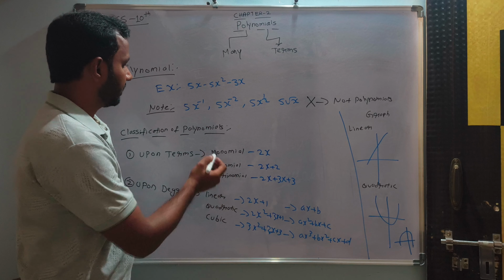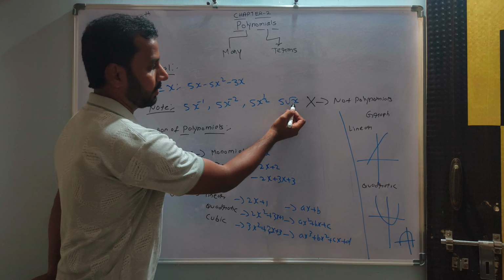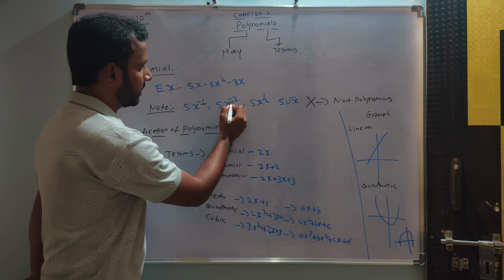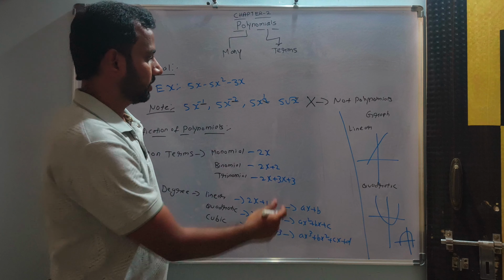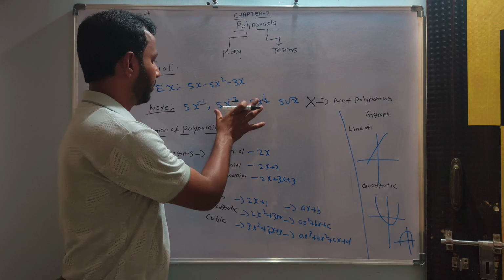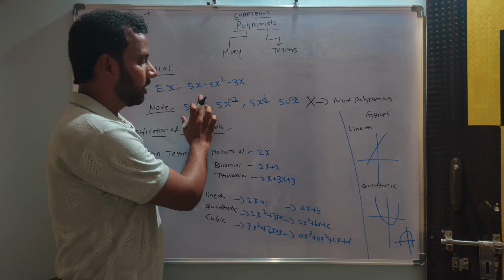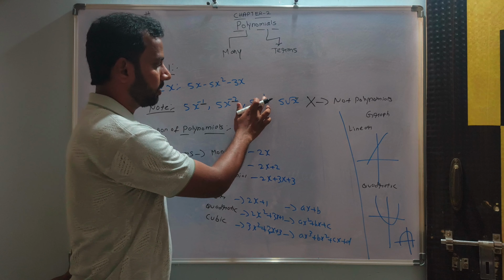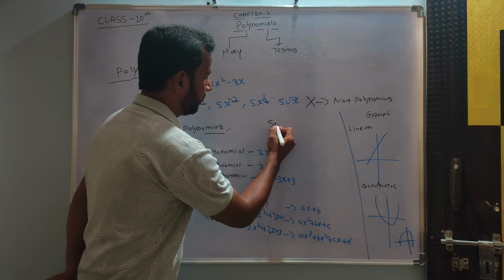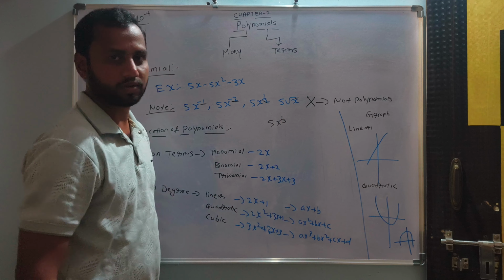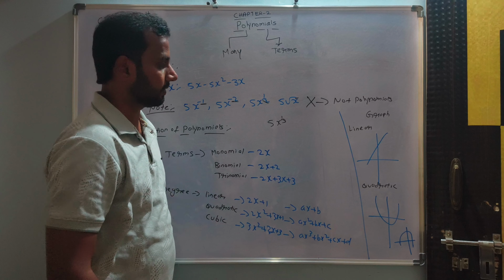Now note, we can note that 5x power minus 1, 5x power minus 2, 5x power 1 by 2, 5 root x here, minus 1, minus 2, power 1 by 2, that is root. Here we cannot say these are polynomials because the power of x in a polynomial should be a whole number. It should not be negative, it should not be a fraction, it should be only a whole number. If it is 5x power 1 by 3, then I can say this is not a polynomial because here the power is 1 by 3. It should only be a whole number.